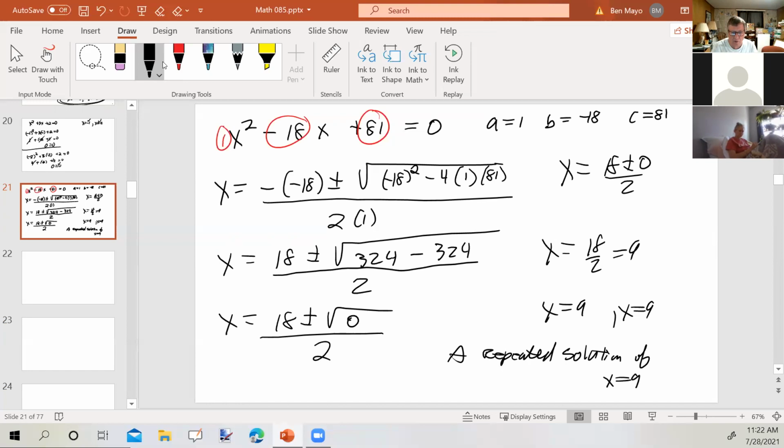A second-degree equation always has two solutions. Sometimes they're unique, sometimes they're the same, sometimes they aren't even real numbers, but we won't worry about that at this point in time. Okay. All right. Any questions before we go on?